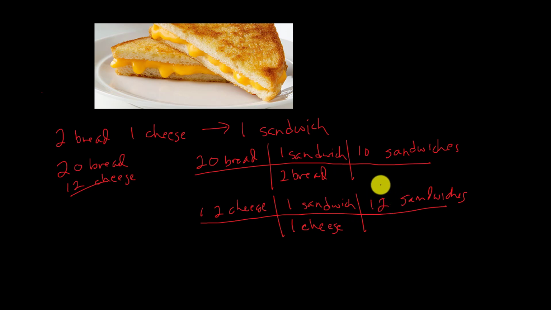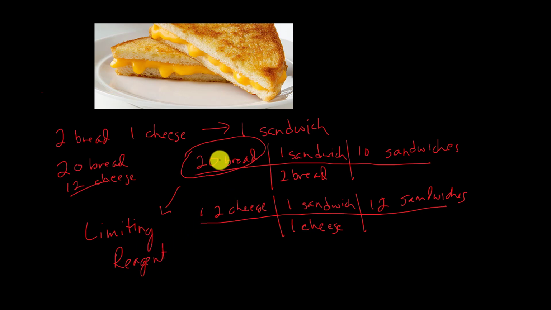So what we do is we look at each of the reactants and assume we could use it to produce as many sandwiches as would be possible for that reactant. Whichever one produces the least product then becomes our limiting reagent. So in this case, our 20 pieces of bread is our limiting reagent. And what that means is it's going to run out first.